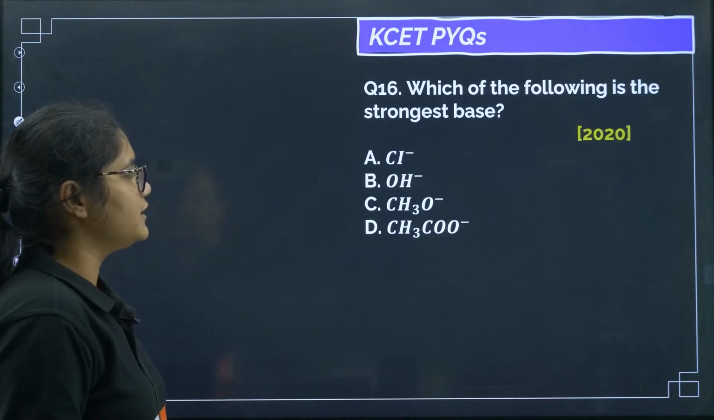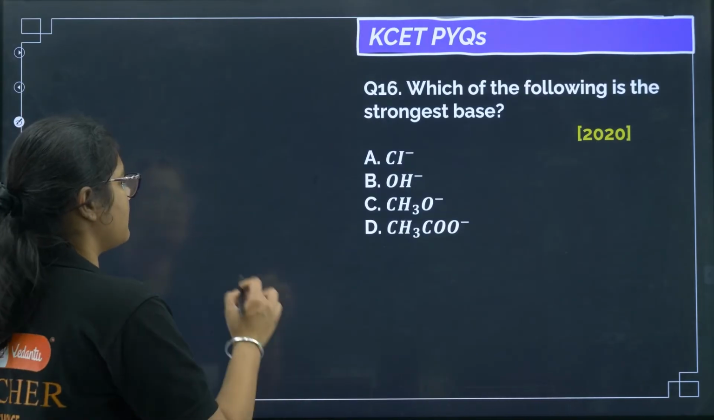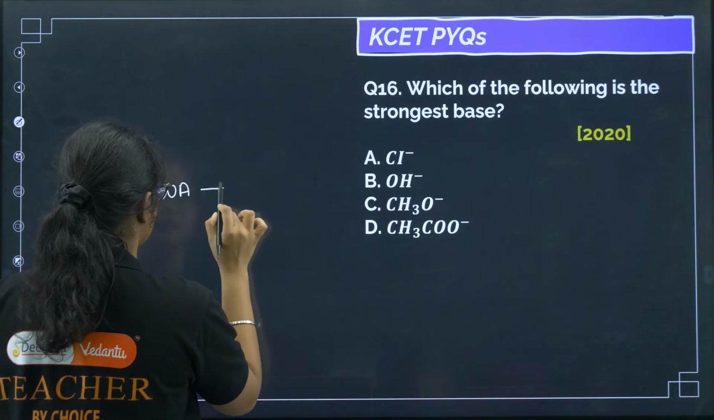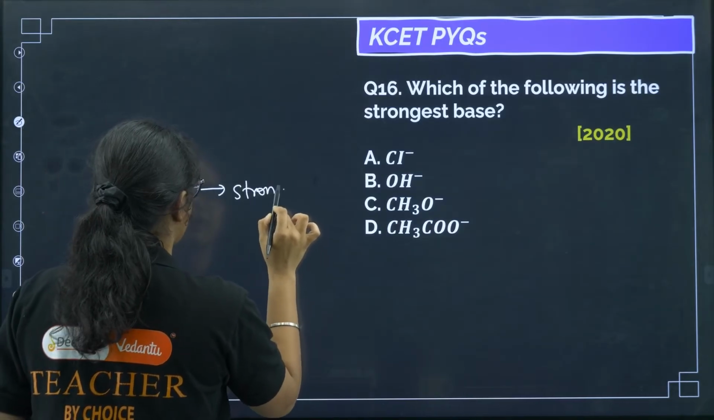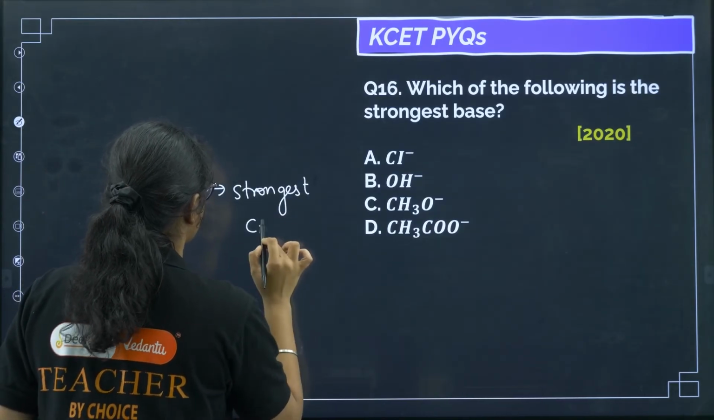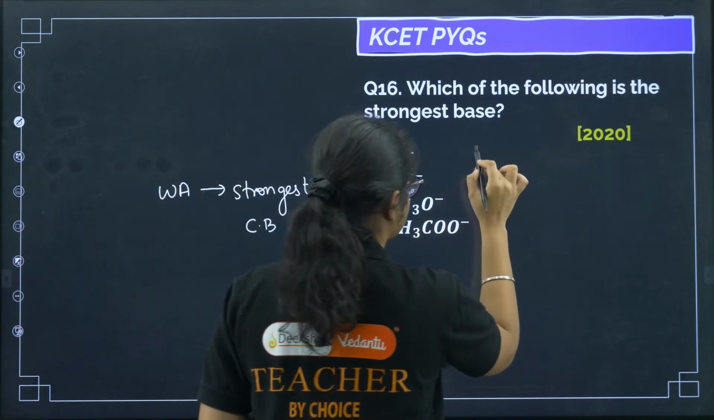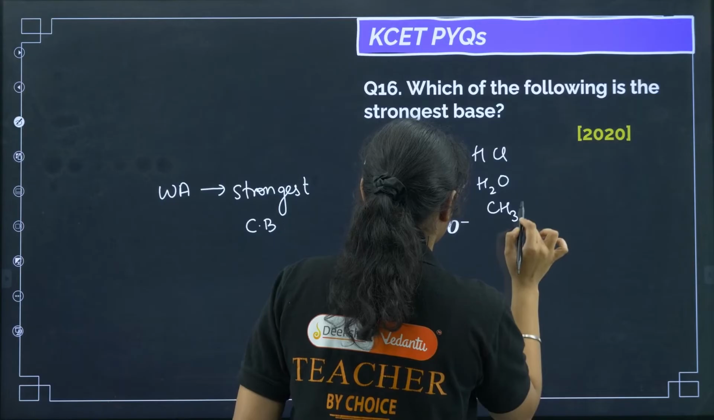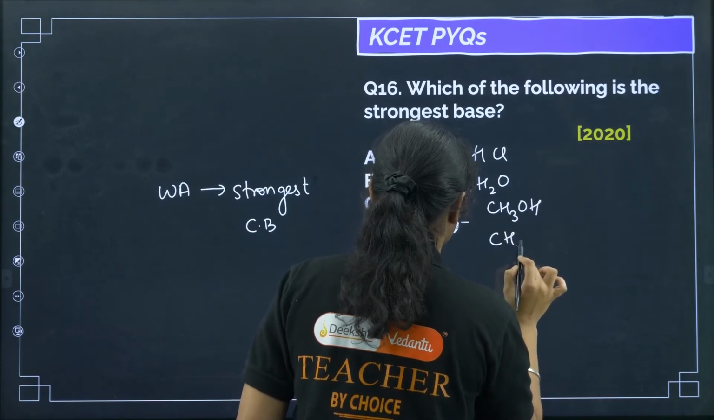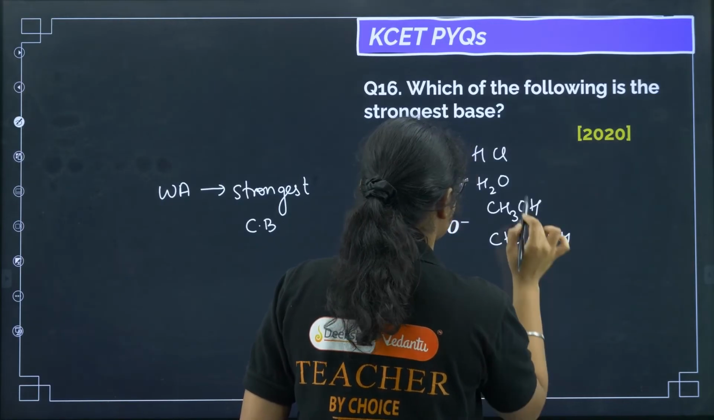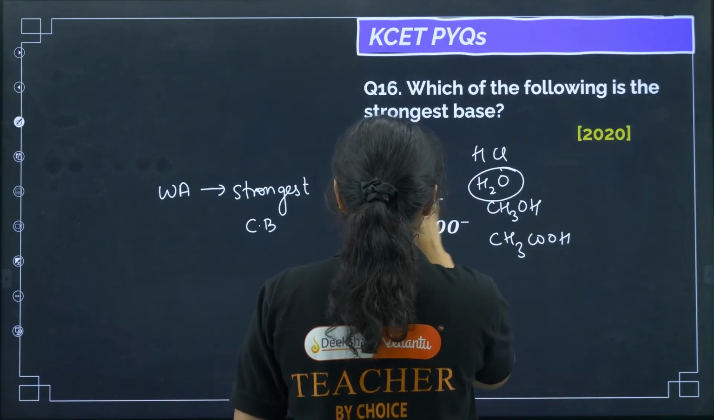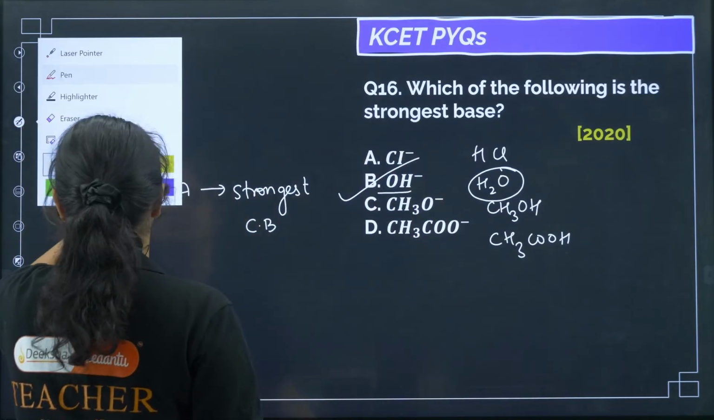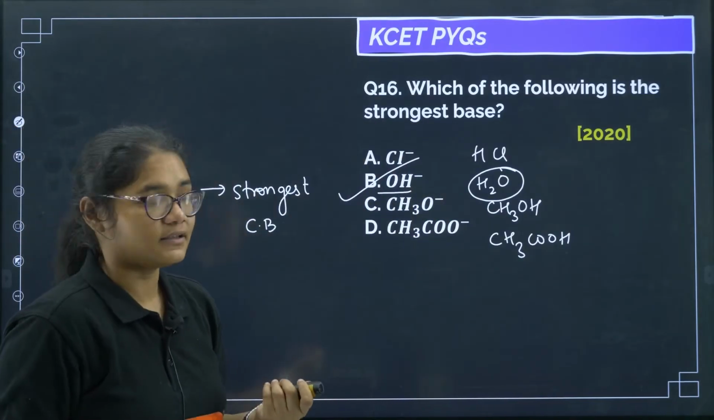Next, which of the following is the strongest base? So if you remember, a weak acid will have the strongest conjugate base, and out of all these acids, that is HCl, H2O, CH3OH and CH3COOH, water is the weakest acid, so its conjugate base will be the strongest. Option number B is the correct answer here.